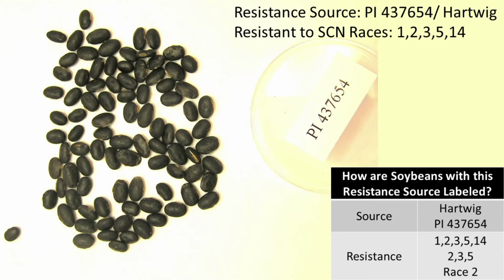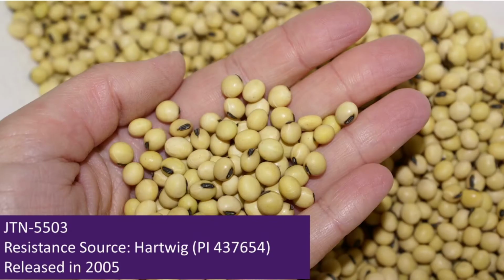You may see the resistance to SCN races listed in any number of different ways, but one thing they'll have in common is they list race 2. Of the 3 sources we've talked about, only 437654, or Hartwig, has resistance to race 2.